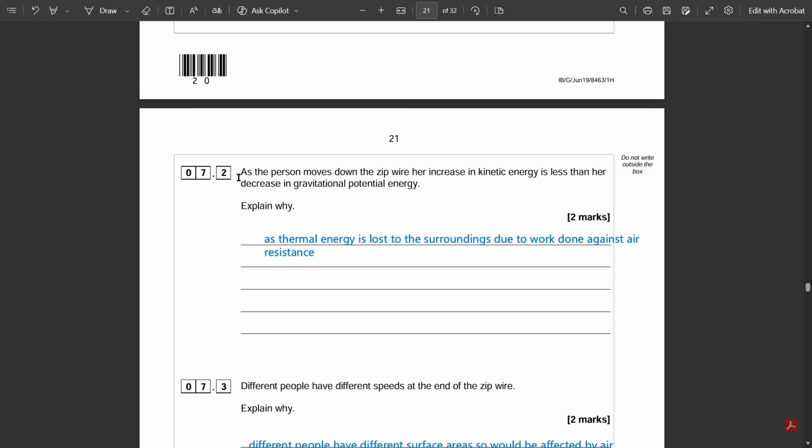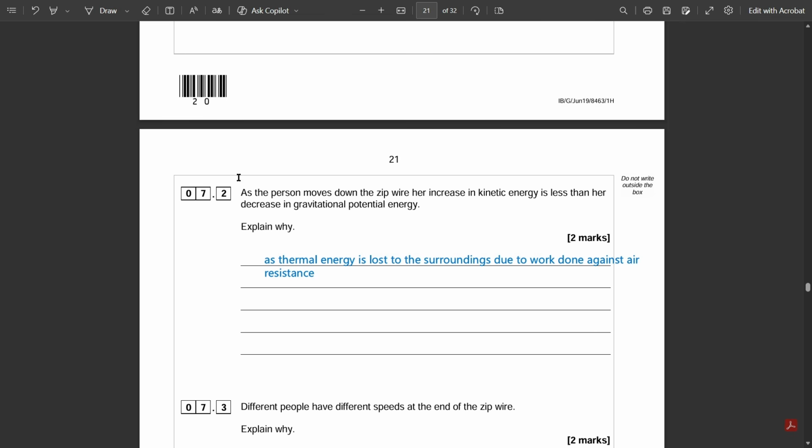And that's due to thermal energy being lost to the surroundings due to work done against air resistance or friction against the wire. In real life, the only truly closed system is the universe, to a certain extent. I'm sure there's quantum physicists who know better than me.